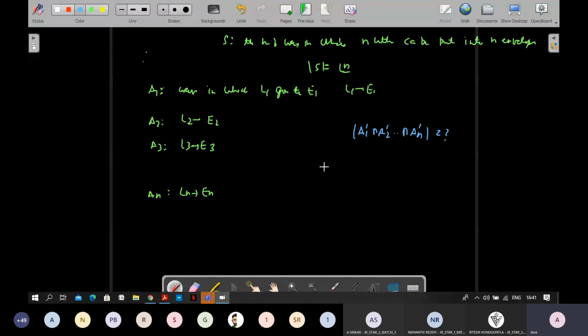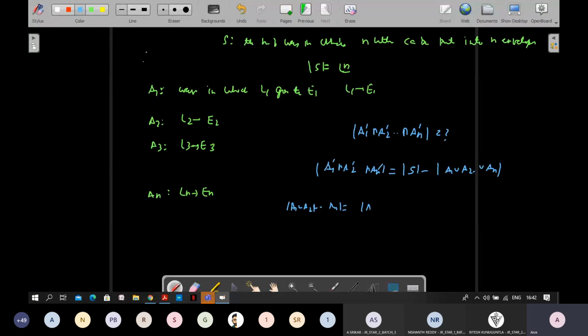Now you know from set theory that A1 prime intersection A2 prime intersection AN prime, this we have done 2-3 times, is the cardinality of S minus the cardinality of A1 union A2 union AN. And this S is already n factorial, I know, and this I will calculate. This is A1 union A2 union AN.